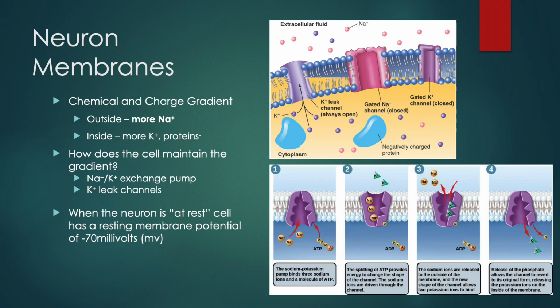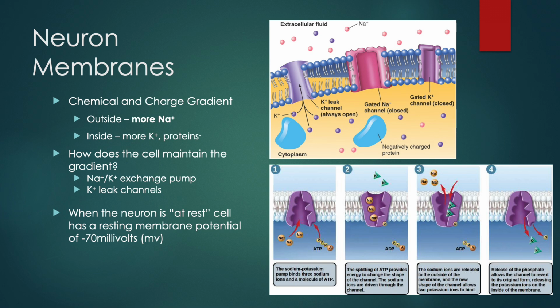So I have to talk about what allows the cell to do this. Neuron membranes are regular cell membranes. They're primarily made up of phospholipid molecules arranged in a bilayer, but then they also have a bunch of proteins embedded in them. These proteins include several different types.